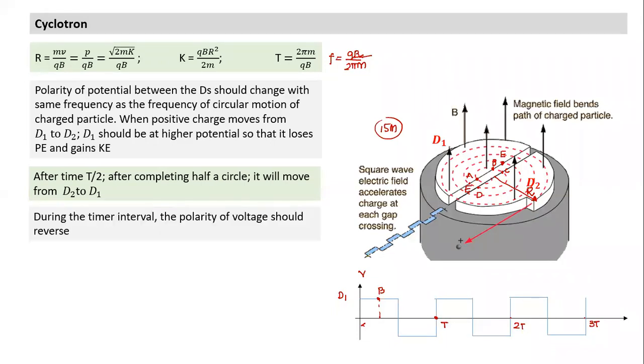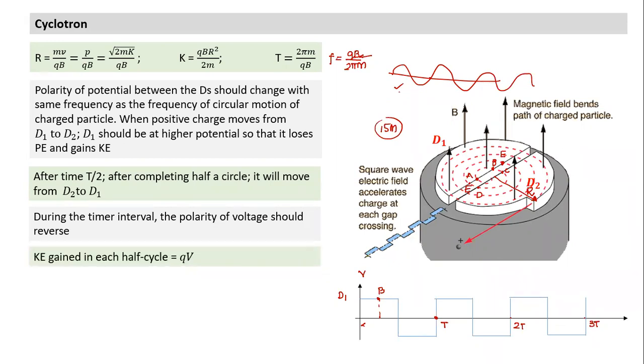During the time interval T by 2, the polarity of the voltage should change. So what is one cycle? In one cycle of an AC, how many times does the polarity change? Twice. That's the point. Polarity changes twice in one cycle, in the case of AC also.